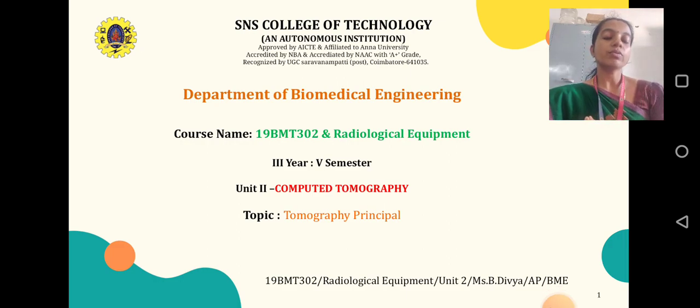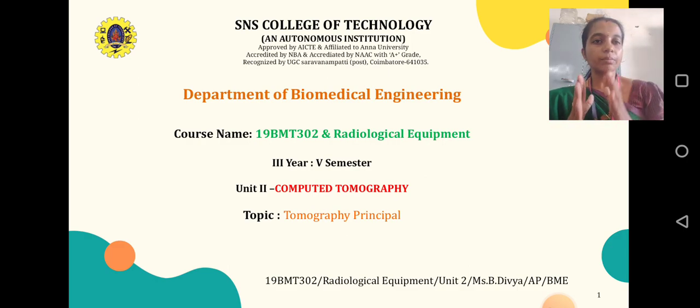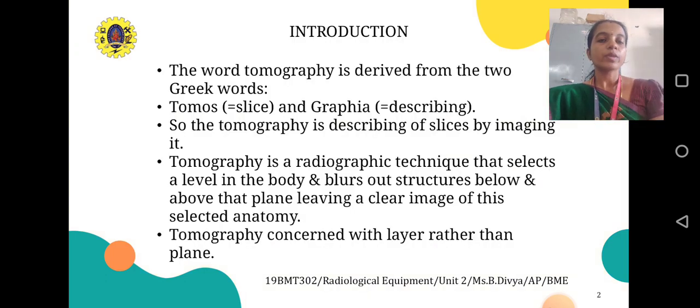In this video, we are going to see about computed tomography. What is computed tomography? What are the principles followed in tomography, what is its history, and why do we need to go for computed tomography? We'll be seeing the principles to be followed in this tomography in this video. What is the tomographic principle?